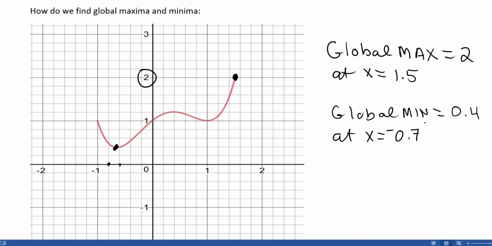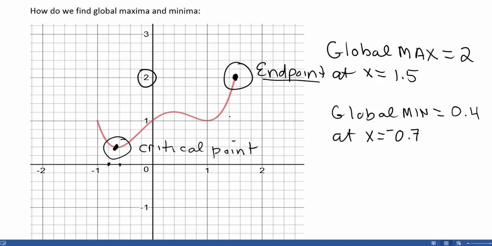There's 2 different places that global maximums and minimums can occur, and it's demonstrated here. So notice that this first value here, this global max at 2, is an end point. So my function ends here, and somehow that ended up being one of my global values. However, if I look at the global minimum, that's not an endpoint. However, it is a critical point. And it's not a coincidence that this has happened. Global maximums and minimums are always going to happen at critical points or endpoints.